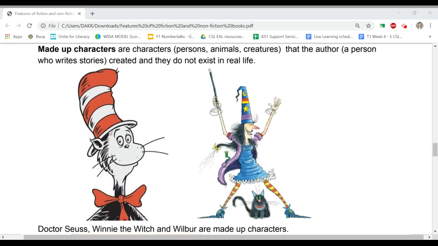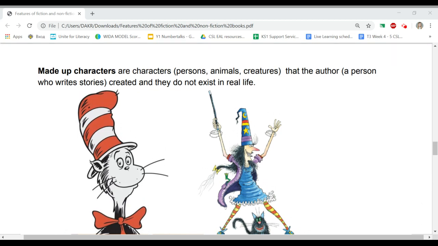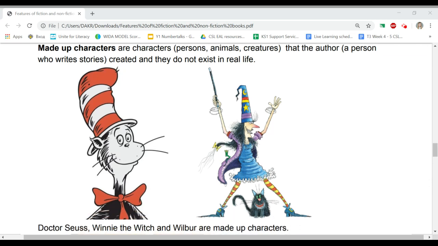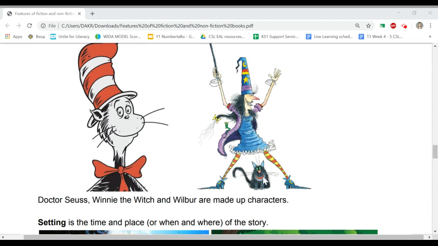I wonder if you could think about this feature, made up characters. Can they actually be in non-fiction books or are they in fiction books? Made up characters are characters, persons, animals, or creatures that the author, a person who writes stories, created, and they don't exist in real life. For example, this is Winnie the Witch and Wilbur. They are made-up characters. That means the witch doesn't exist and Wilbur is a made-up character as well.